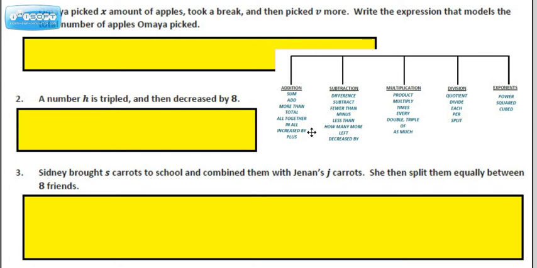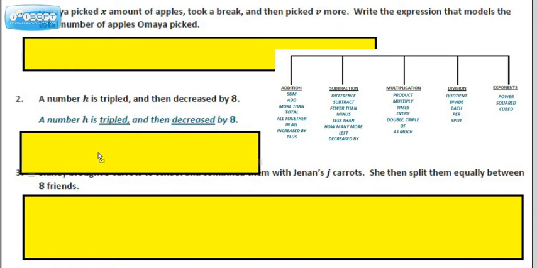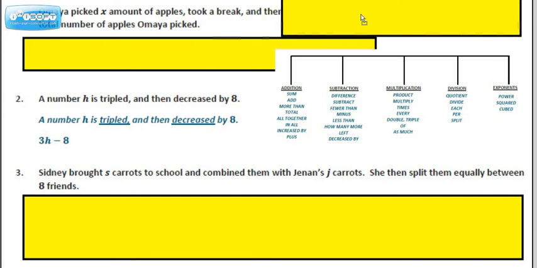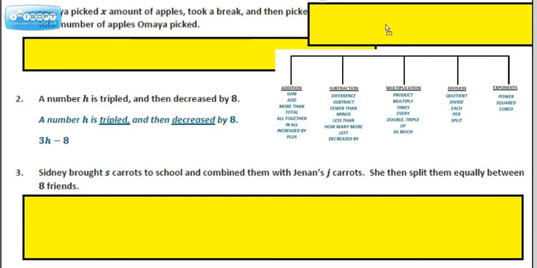Let's take a look at number 2. A number h is tripled and then decreased by 8. So do you see how triple is on our list? It's on the list right here for multiplication. And decreased is on the list. That's on the list for subtraction. So in this case, we're going to be subtracting 8, and triple means times 3. So what's being multiplied by 3? Well, in this case, it's h. So the important words there are tripled and then decreased by 8. And the expression for that would look like this: 3h minus 8.